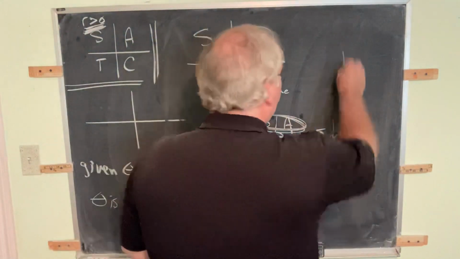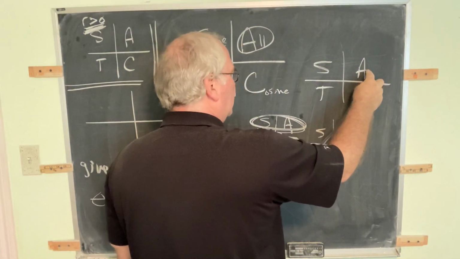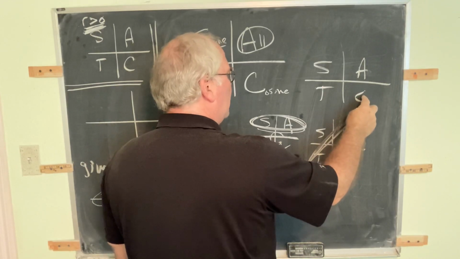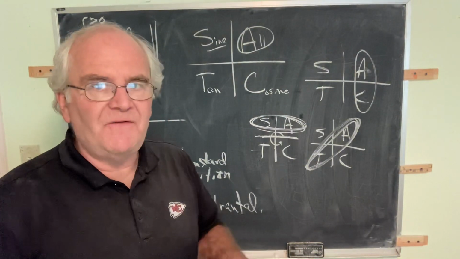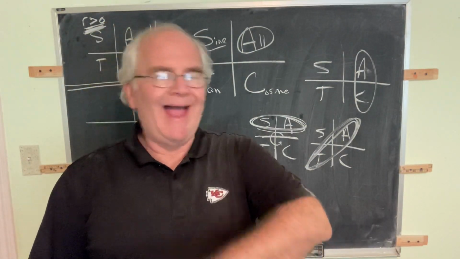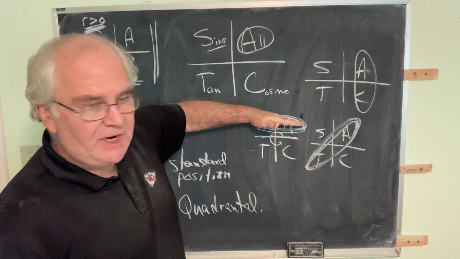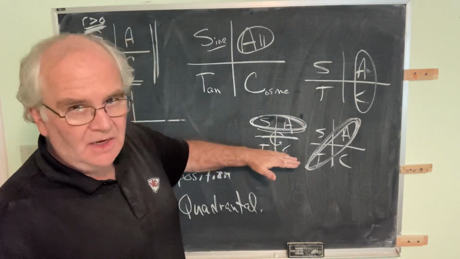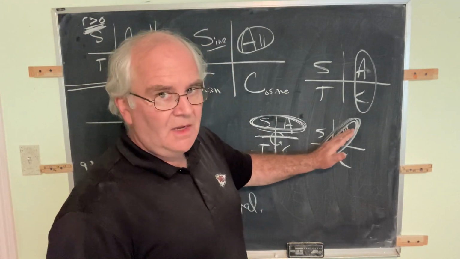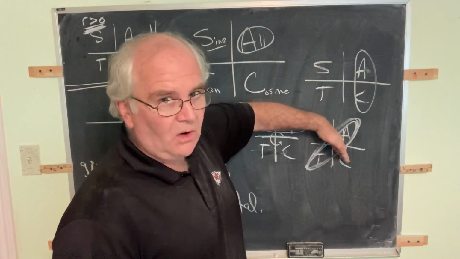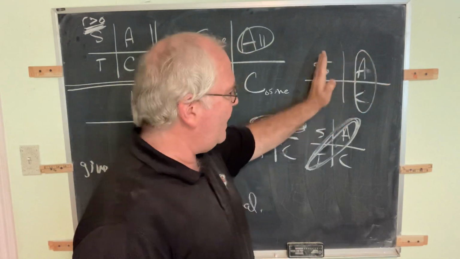What about cosine? All functions are positive in quadrant 1, and cosine is positive in quadrant 4. Therefore, cosine is positive in quadrants 1 and 4. Each function is positive in 2 quadrants and negative in the other 2. So if you know sine is positive in 1 and 2, then for free you know that sine is negative in 3 and 4. If you know tangent is positive in 1 and 3, then you know tangent is negative in 2 and 4. And similarly, cosine is positive in 1 and 4, negative in 2 and 3.